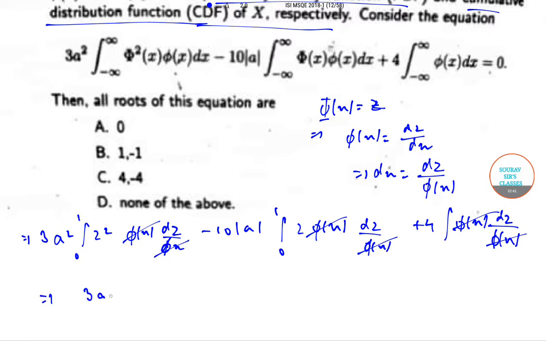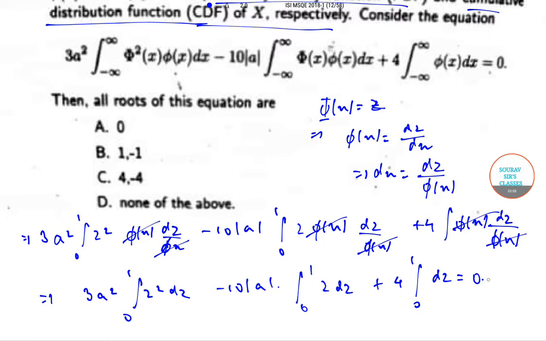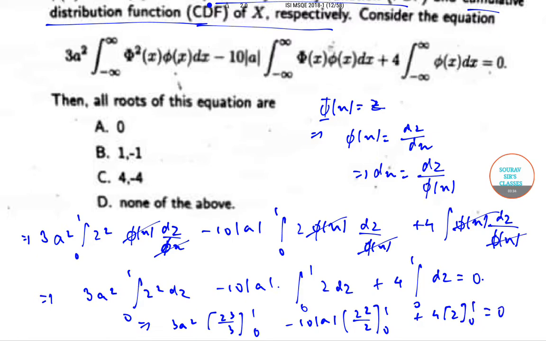What we are left with is 3a² ∫z² dz from 0 to 1 minus 10|a| ∫z dz from 0 to 1 plus 4 ∫dz from 0 to 1 is equal to 0, or 3a² into z³ by 3 from 0 to 1 minus 10|a| z² by 2 from 0 to 1 plus 4z from 0 to 1 is equal to 0.